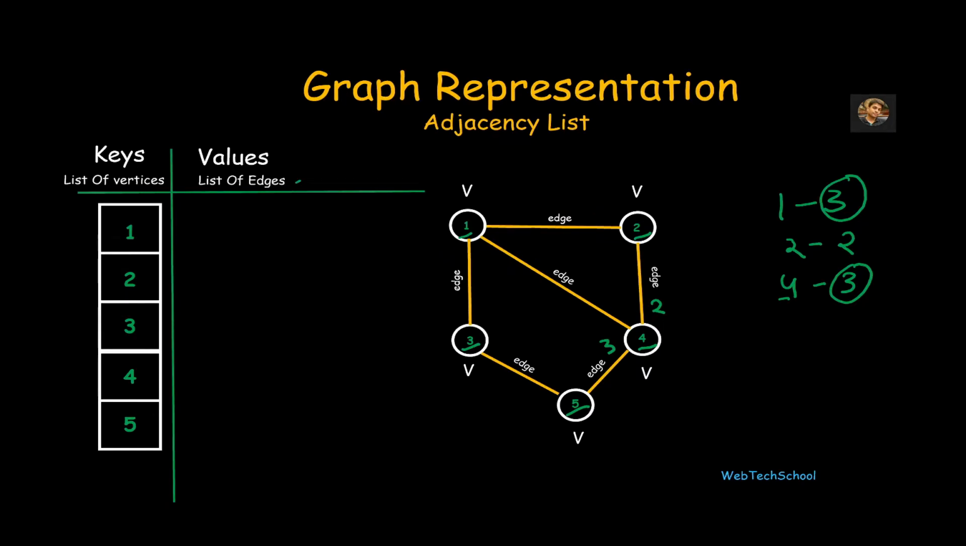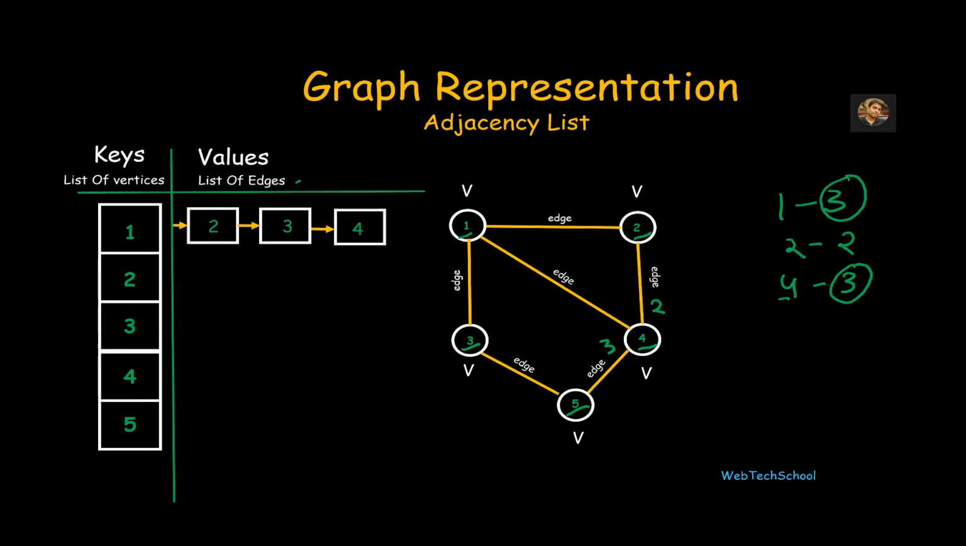So 1 is connected to 2. So against the vertex 1, we'll create a linked list with the first node as 2. Then 1 is also connected to 3, so let's insert the node 3 in the linked list. Similarly, 1 is also connected to 4, so we'll insert another node 4 into the linked list. So for 1, all its edges are covered. We'll go to the next vertex.